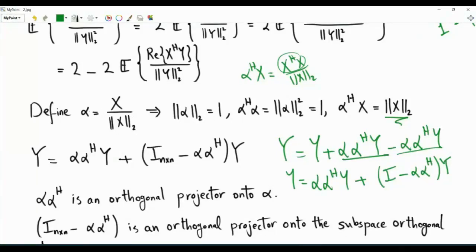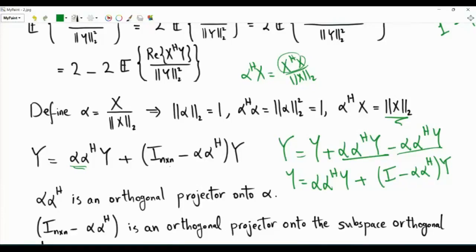Recall that vector alpha has a unity L2 norm. Alpha alpha Hermitian is a matrix. This matrix is Hermitian and is idempotent, so its square is itself. This matrix is an orthogonal projection matrix. Specifically, it projects an n-dimensional vector in the complex space onto vector alpha, onto the span of vector alpha.